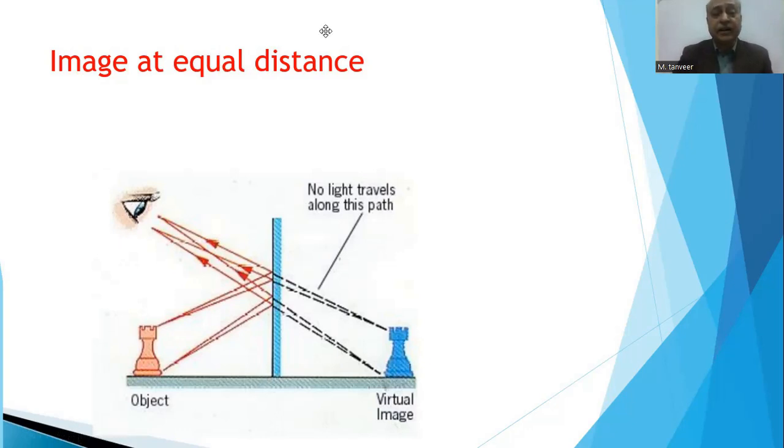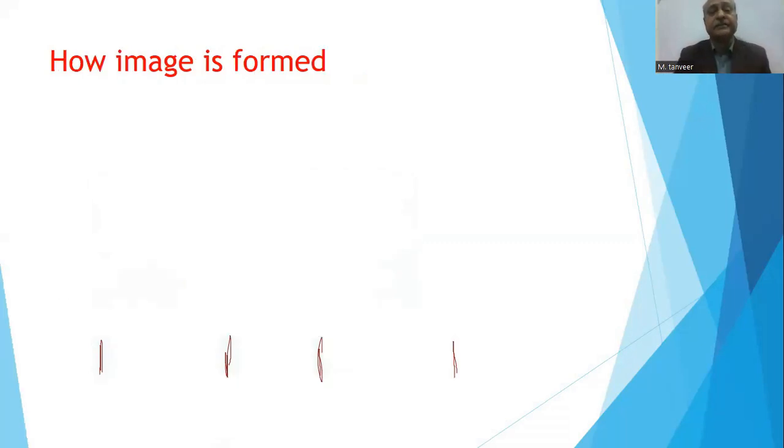If I increase or decrease this distance, then these distances will be increased or decreased. Suppose I place this object at this point, then its image will form at this point. Their distance will be equal. When I lift this object away from the mirror at this point, then the image will also shift away. But their distance from the mirror will be equal. So a plane mirror always forms an image at the same distance as that of the object.